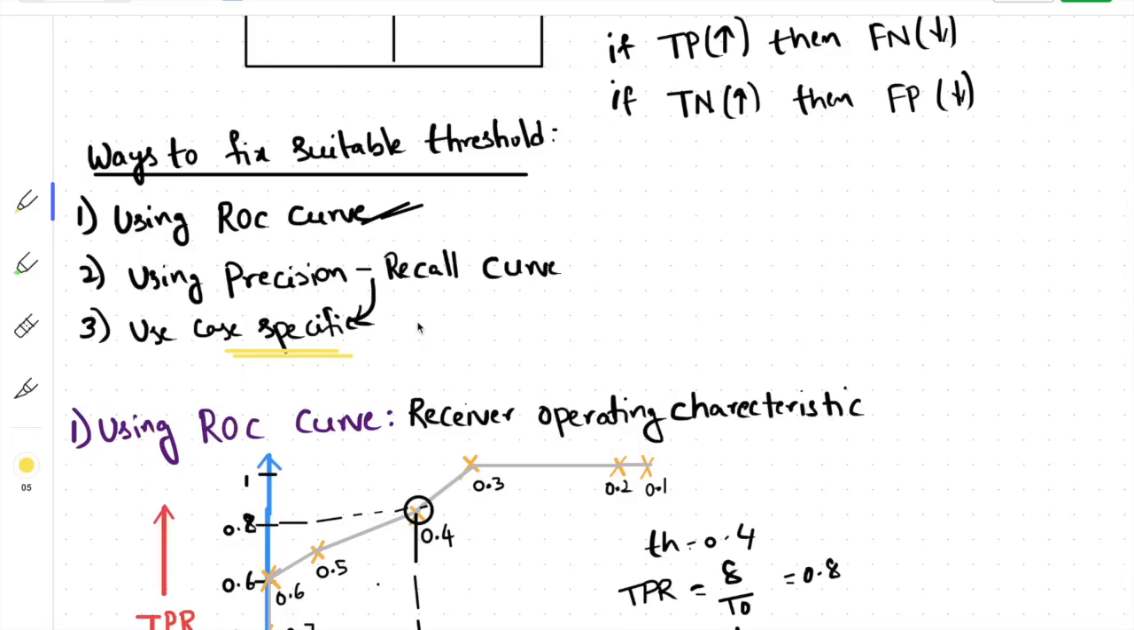Hi guys, in the last video I covered how to set the threshold for classification problems in machine learning using the ROC curve. In this video, let's cover the remaining two methods using which we can set the optimal threshold in a binary classification problem.